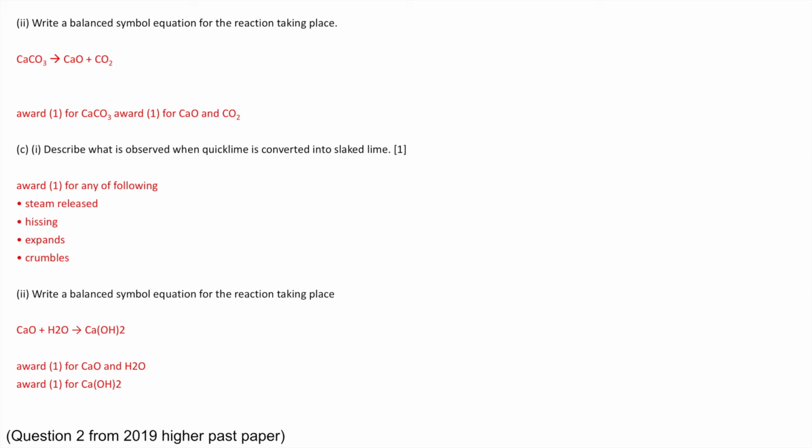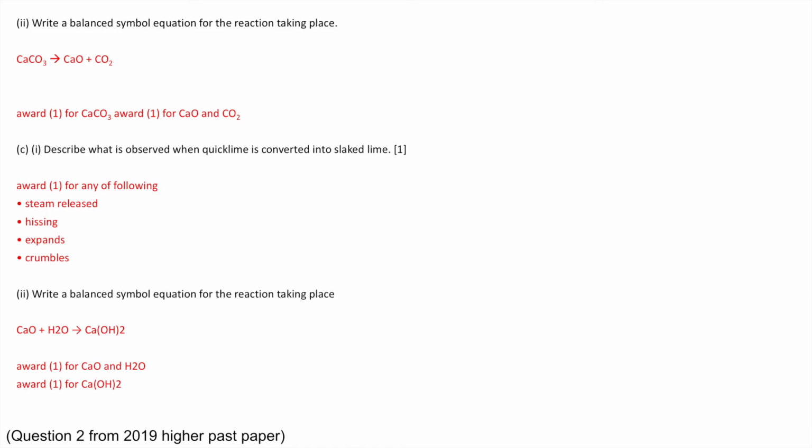Then I have to describe what is observed when quicklime is converted into slaked lime. 1 mark will be awarded for any of the following: steam released, hissing, expands, crumbles. Obviously, the solid will crumble. And gas is given off in the form of steam, hissing, the noise of that gas being given off.